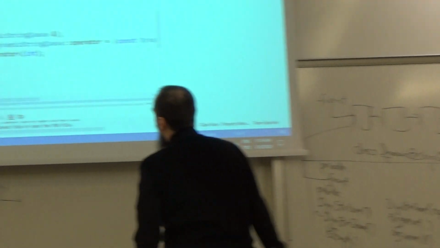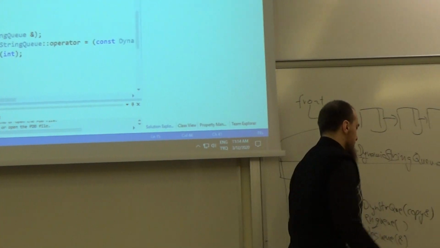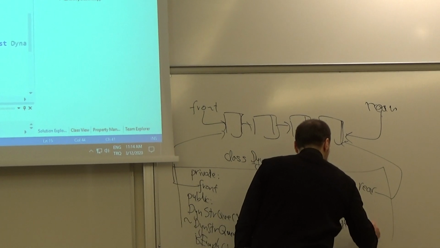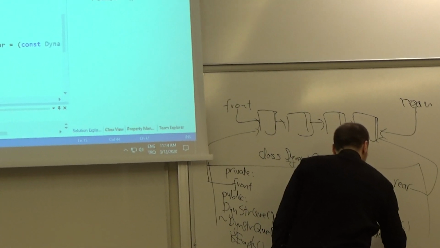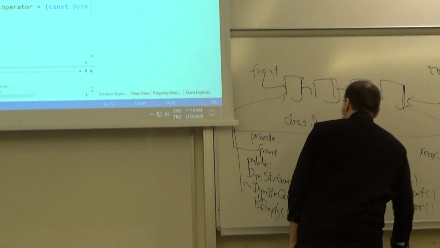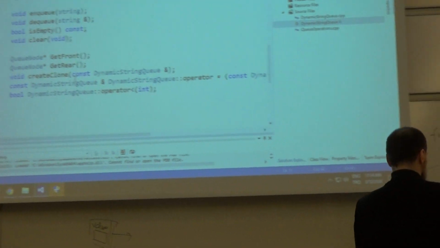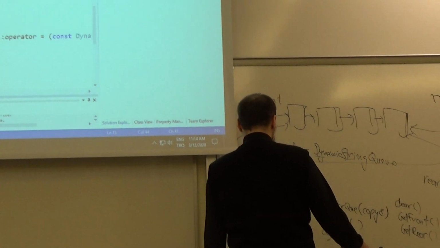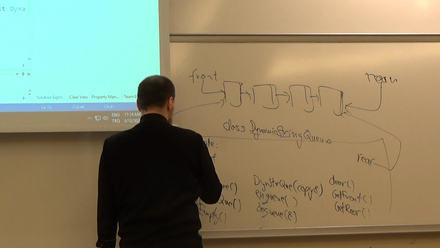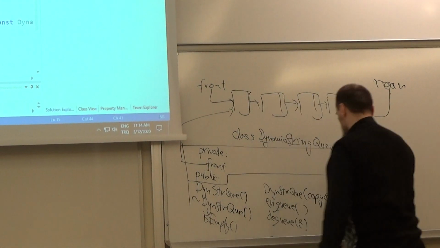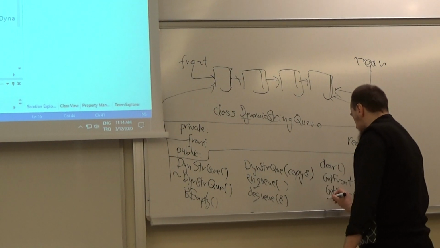Then we have getFront and getRear to get the front and rear pointers. I'm going to write them: getFront, getRear. Then createClone. Where can I write it? Okay, so all of these are public. So I can write createClone maybe here.